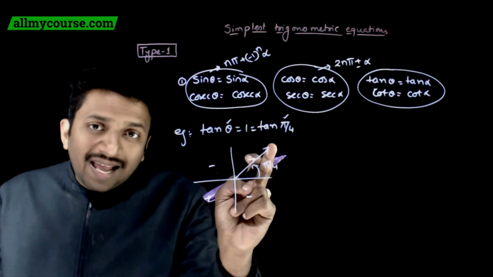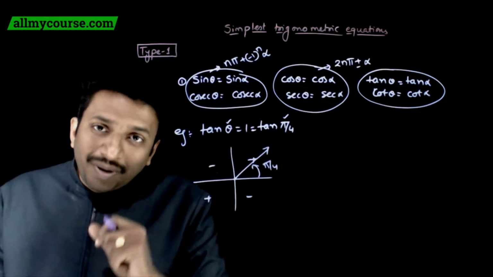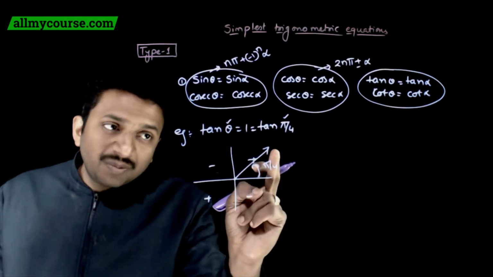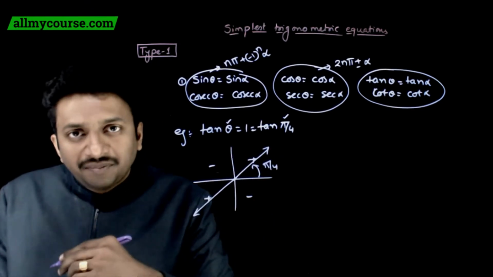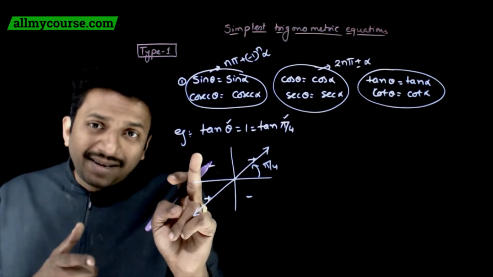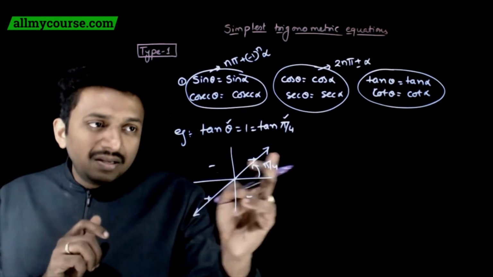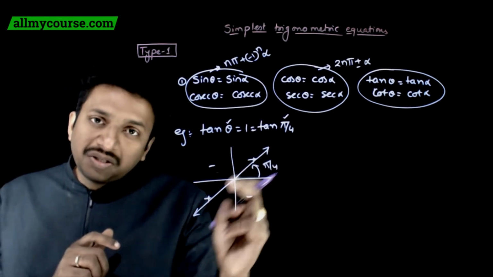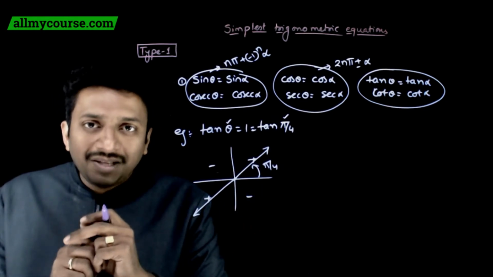Now what are the allied positions of this ray which makes tan theta is equal to plus 1? Because tan is positive in the first and third quadrants, you need to go to this allied position, right? If you go to this allied position, you get tan theta is equal to minus 1. And in the fourth quadrant also tan theta is equal to minus 1. So these are the two positions of the rays which maintain tan theta is equal to plus 1.